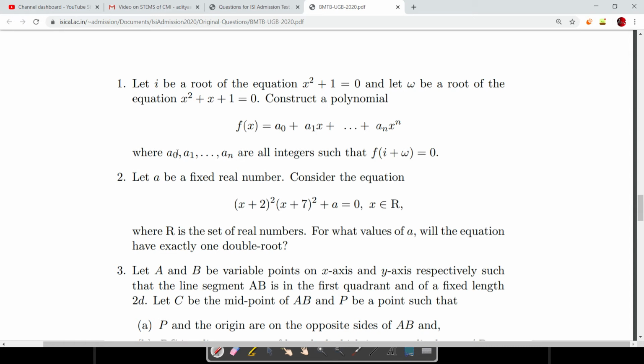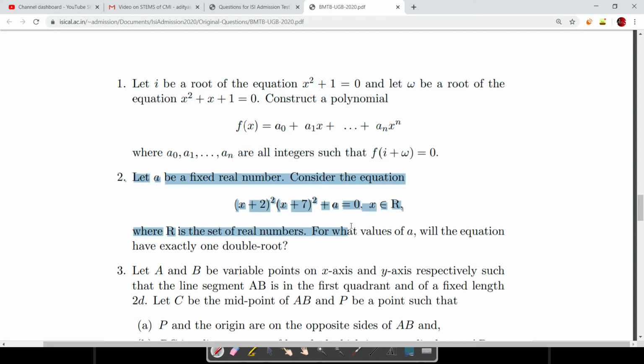So you want me to construct a polynomial such that f of i plus omega equals 0, I'll just give you f(x) equals 0 as the answer, right? Because the 0 polynomial satisfies it, and I have not seen any point in this question where it mentions to ignore the trivial solution, or ignore the 0 polynomial. I haven't seen that point here, so that's useless.